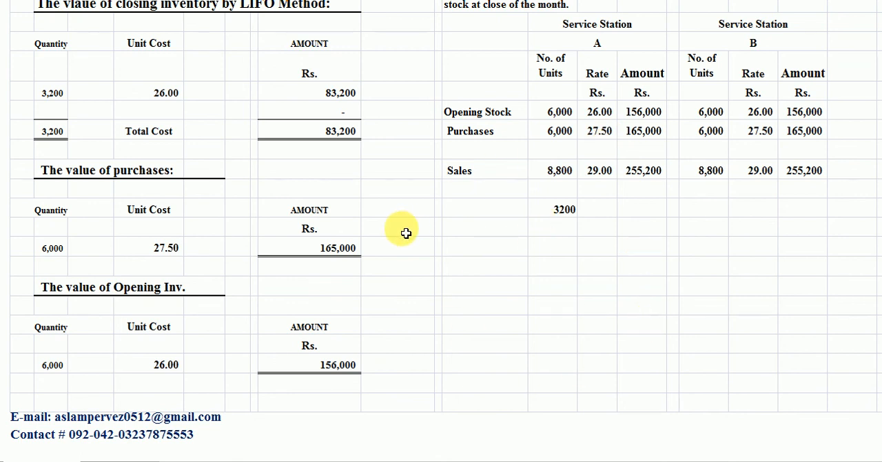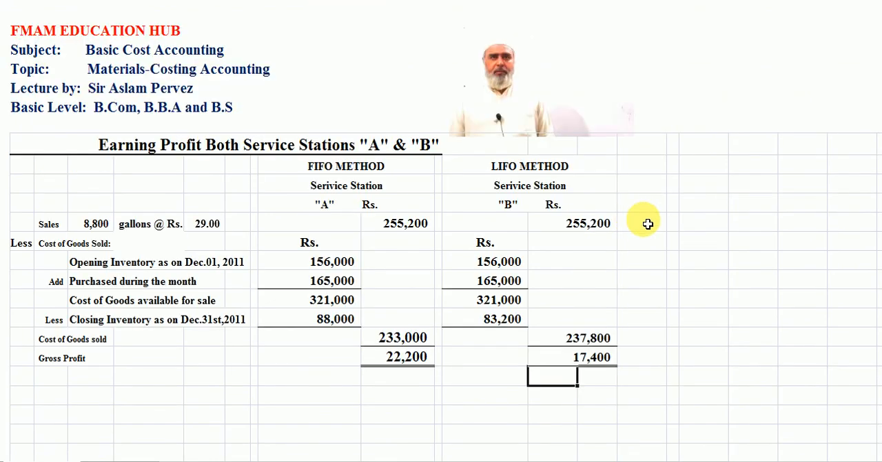The cost value of company A is lesser than the cost value of company B because company A sold that stock which has the low cost price per gallon, but company B sold more gallons with the rate of 27.50 rupees per gallon. For this, company B's cost increases as compared to company A. For this reason, the profits of both companies are different here.